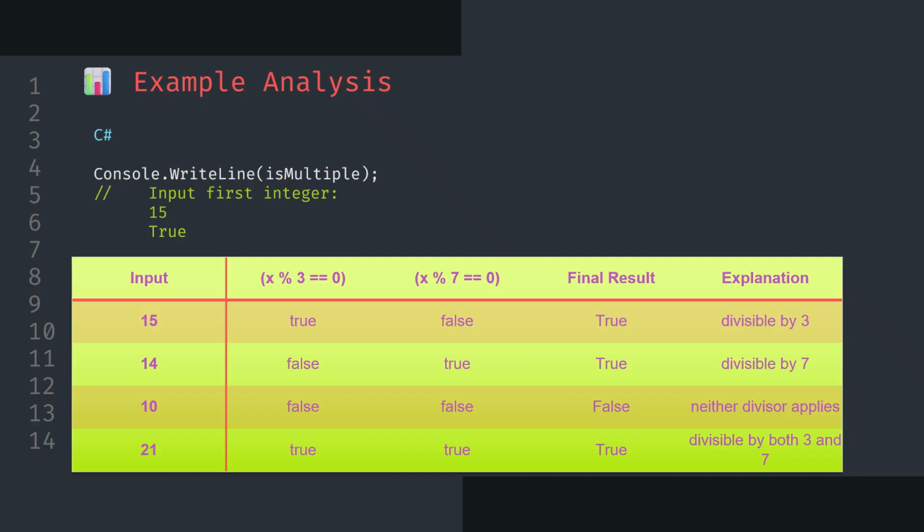These examples cover the common scenarios. Notice, 21 returns true because both conditions hold. The OR operator short circuits, but the final boolean is still true. Also, note the program rejects non-integers and non-positive integers with a user-friendly message. That helps avoid ambiguity when running from a console.